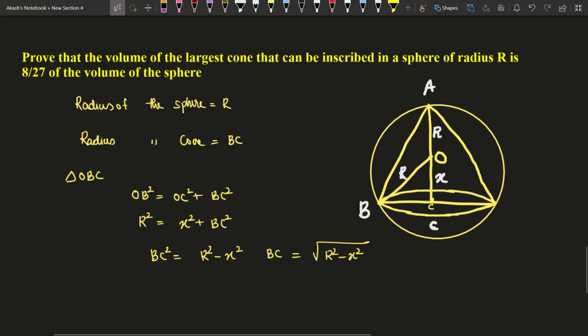Now the height of the cone is equal to AC. AC is equal to OA plus OC. OA is the radius of the sphere, r, so the height is r plus x.